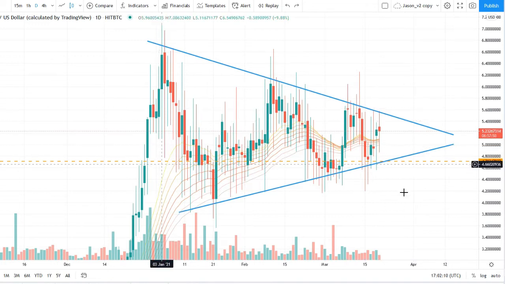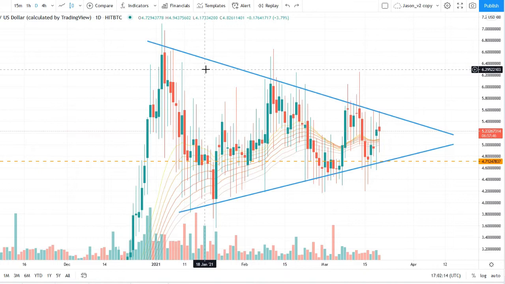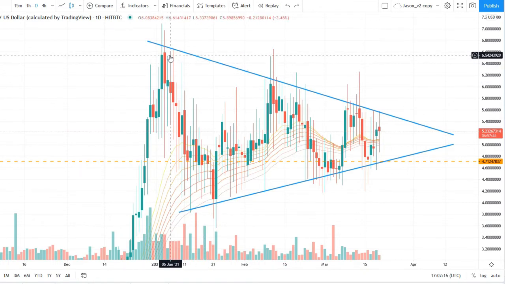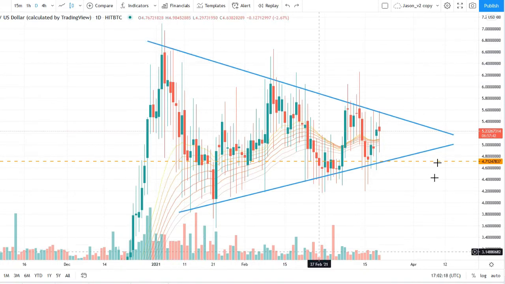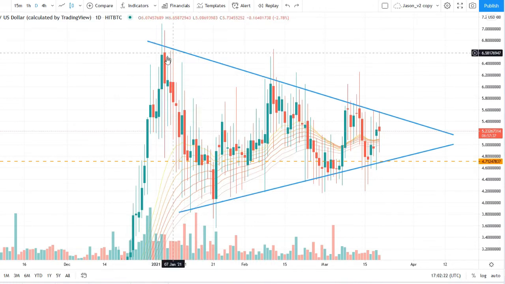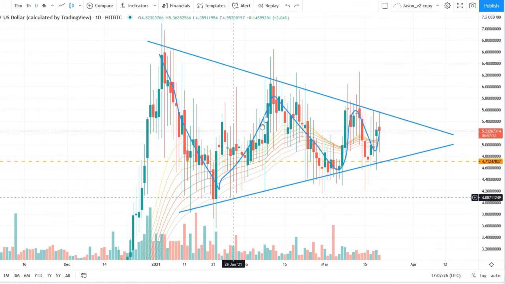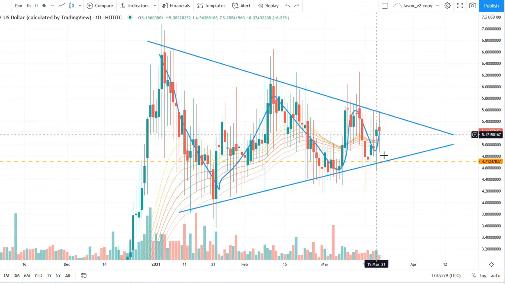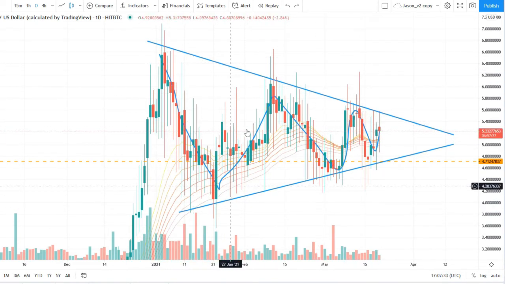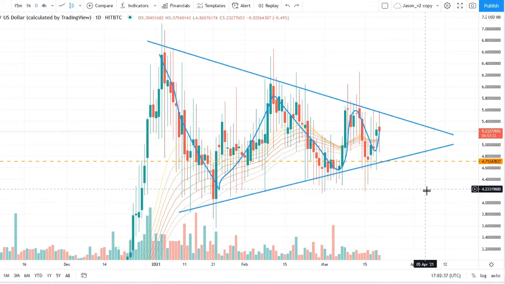Essentially, what this sets it up to be is a symmetrical triangle. So a symmetrical triangle is characterized exactly what we said. So lower highs and higher lows. Essentially, what this is showing is when we go down and then back up and then down and then back up, the variation or the range or the volatility is reducing over time. And that sets up a symmetrical triangle.